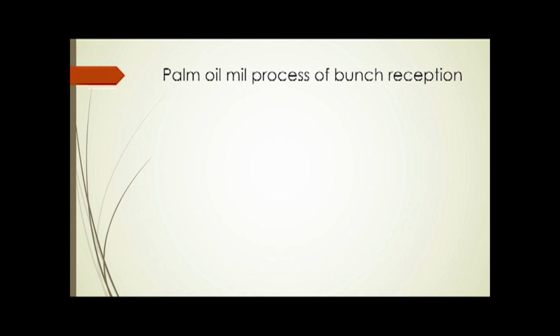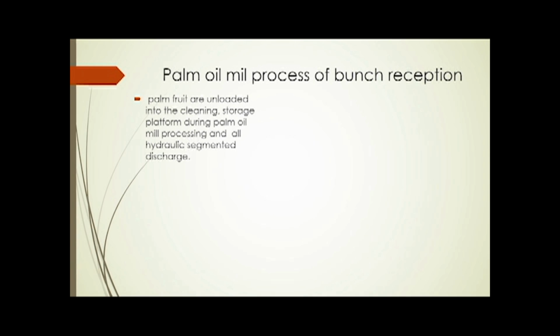Palm oil mill process of bunch reception. Palm fruit are unloaded into the cleaning storage platform during palm oil mill processing, and all hydraulic segments are discharged. Utilities used are stripper.